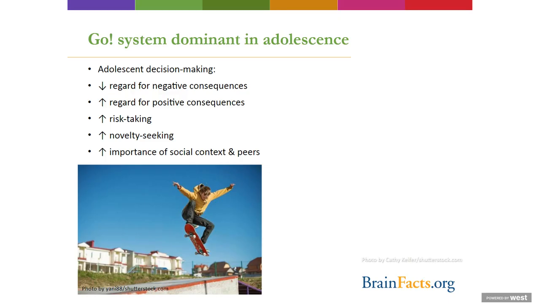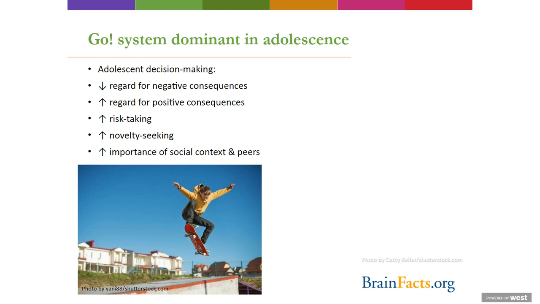And so from this brain development stage arises a lot of those behaviors that we consider to be adolescent typical behaviors. Things like disregarding negative consequences, knowing that there might be a negative consequence, but thinking, oh, it's not going to happen to me, or inflating positive consequences, being very sensitive to rewards and very motivated by rewards. We also see that adolescents show a lot of risk-taking behavior, novelty-seeking behavior, sensation-seeking, and you see an importance of social context and peers during this part of life.